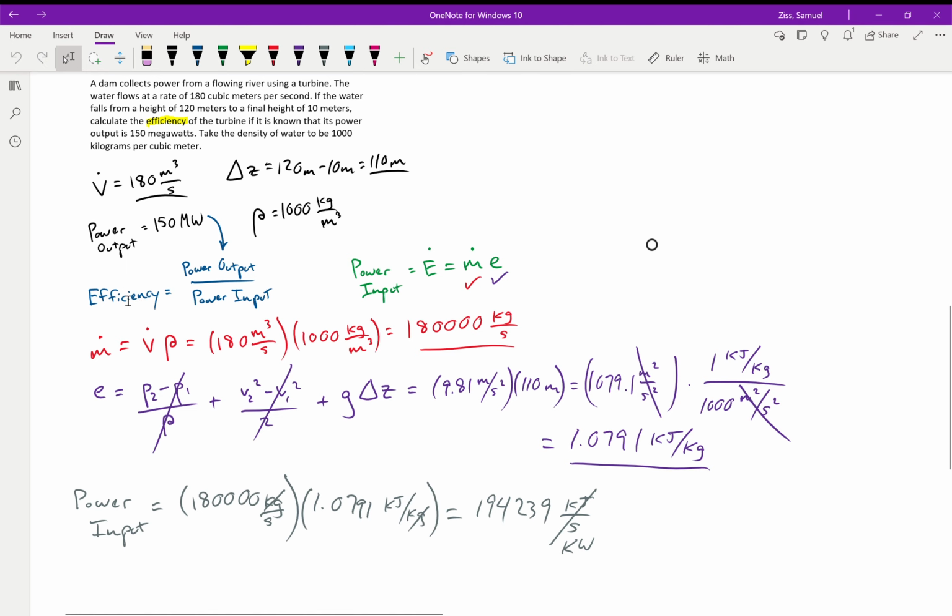Again, looking back at our goal, because we are not yet done here, we're supposed to find the efficiency. So we will divide our power input that we just found underneath our power output, which was given as 150 megawatts. In order to get similar units here, I'm going to multiply that 194,239 by 1 megawatt over 1,000 kilowatts, getting us our final power input as about 194.2 megawatts.